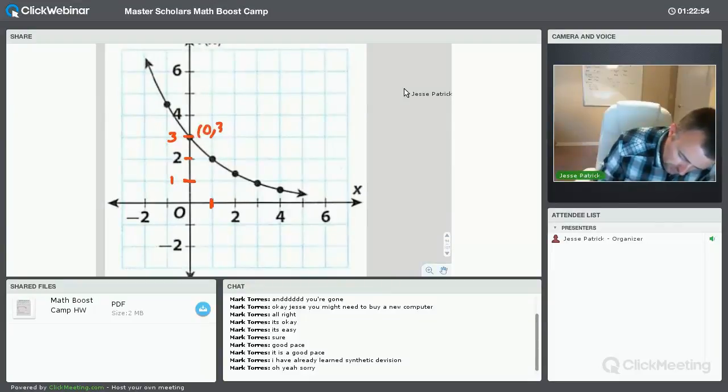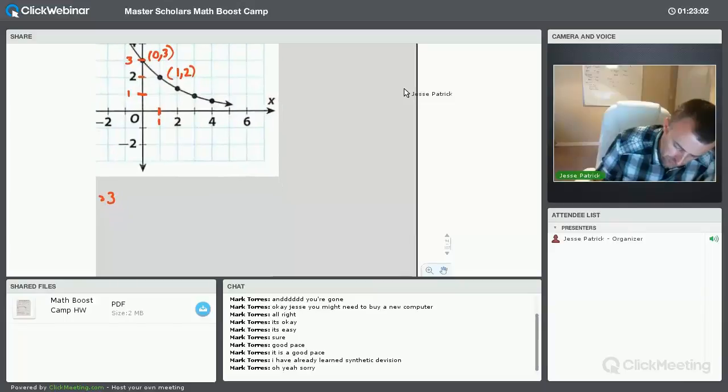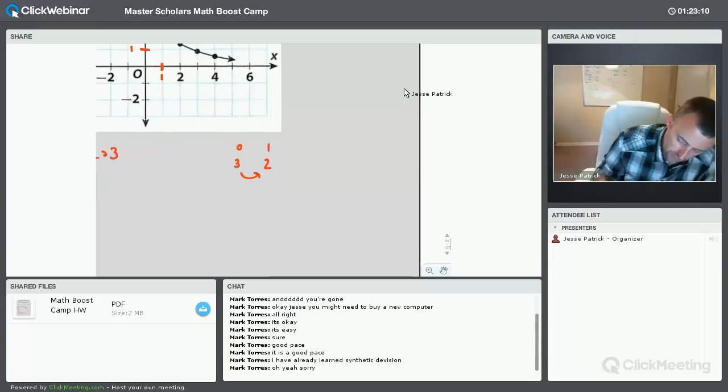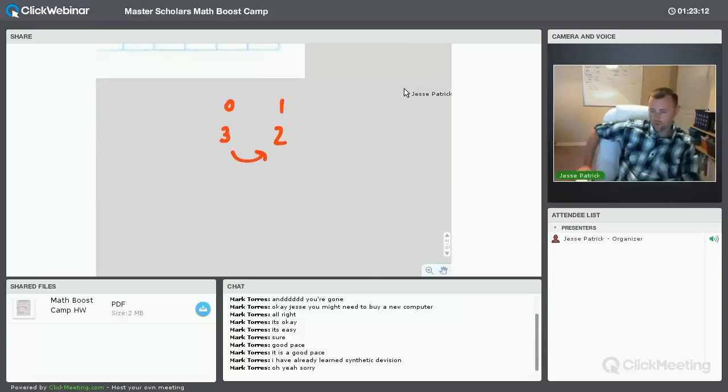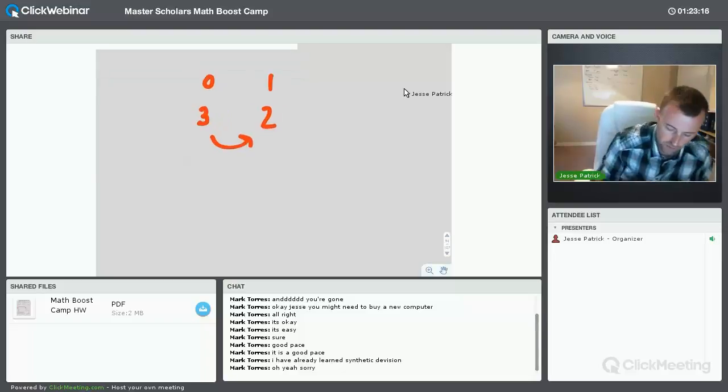So here I know I have a point 0, 3, and this second point looks like, you know, that's 1, 2. So I'm going to use those points to figure out what am I multiplying by. So I'll go 0, 1, and then 3, and 2. Now I got to figure out what am I multiplying by. How the heck did I get from 3 to 2? So you're not sure how to get that.